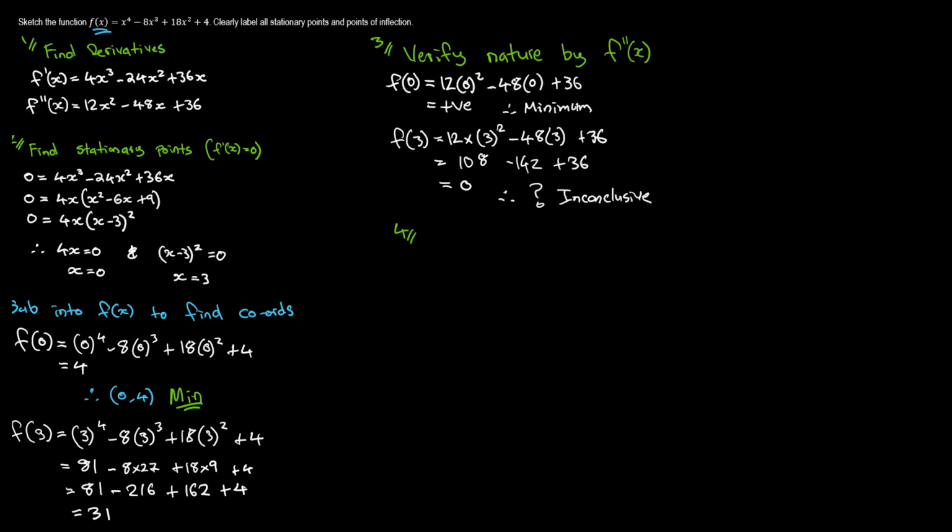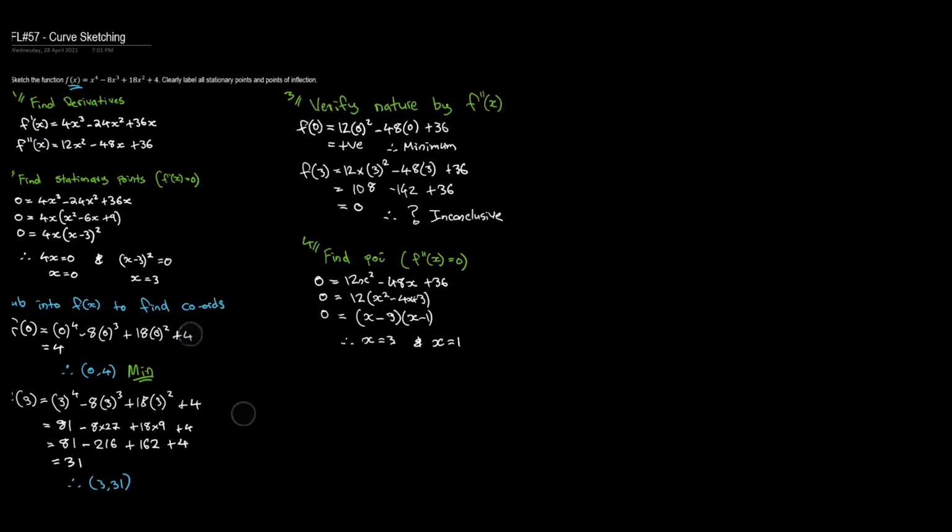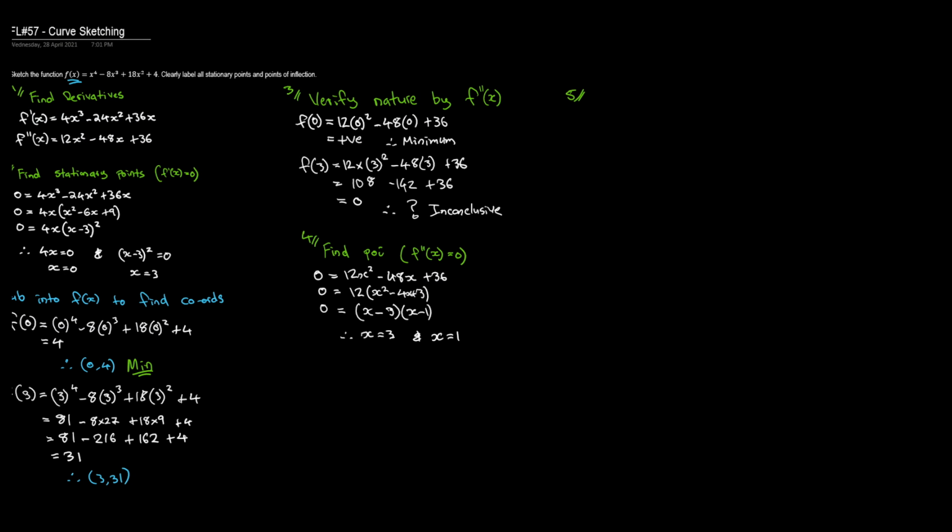So my fourth step is find the possible points of inflection, or the ones that I can verify. So find point of inflection, that is by letting f double prime of x equal to 0, but I will need to verify those points of inflection. Okay, so I get x equals 3, x equals 1. They are the possibilities for my points of inflection, but I need to verify this. Okay, so I need to check the concavity around these points. Okay, so my step number 5 is to verify.